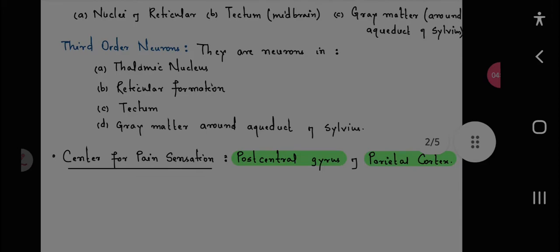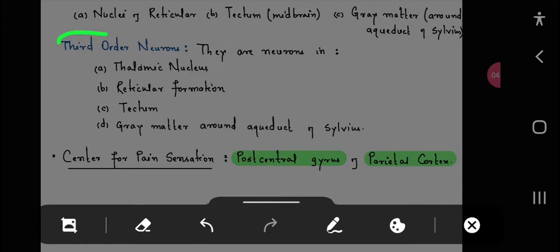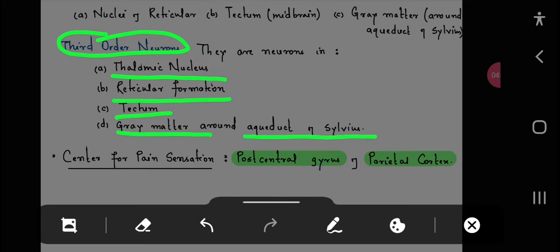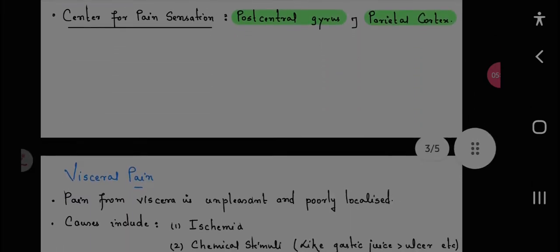Third order neurons. They are in the thalamic nucleus, reticular formation as in medulla and tectum, nuclei of reticular formation, tectum of midbrain, gray matter around the aqueduct of Sylvius. Center for pain sensation: postcentral gyrus of parietal cortex.